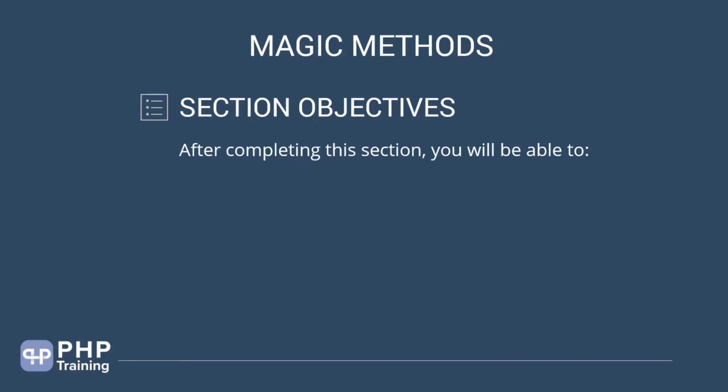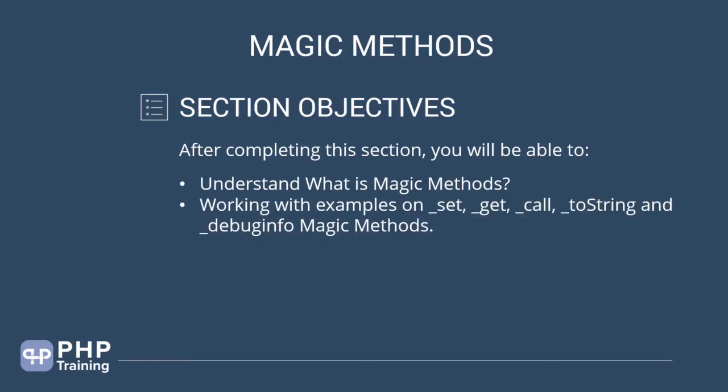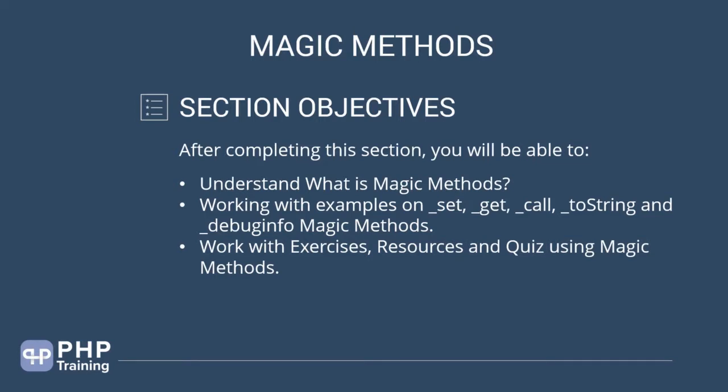Similarly, there are other magic methods like constructor and destructor. That's what we're going to look at in this section. After completing this section, you will be able to understand what magic methods are. You will work with examples on these magic methods: __set, __get, __call, __toString, and __debugInfo. You will work with exercises, resources, and a quiz to understand magic methods in detail. So let's jump into the lecture now.